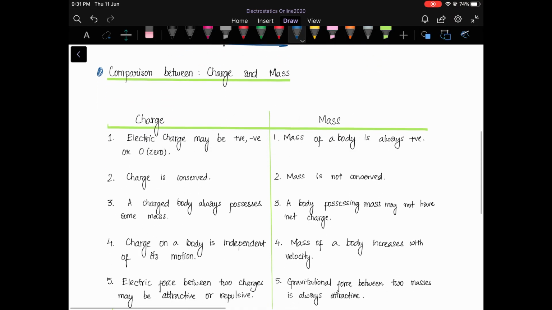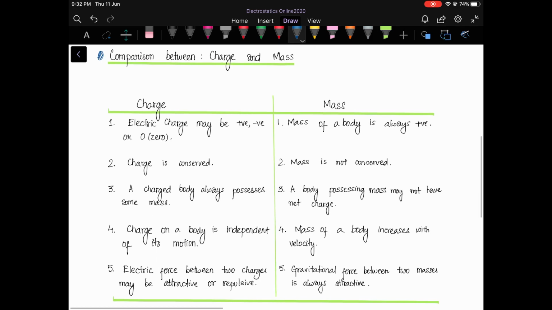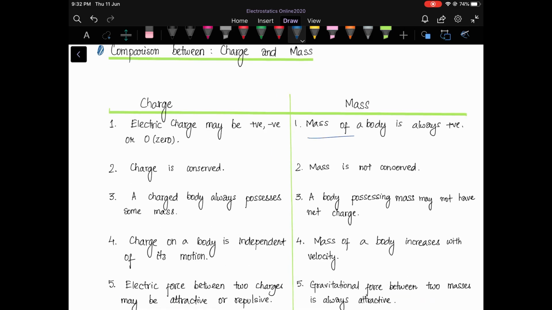Now what we can do next is compare the differences between charge and mass. Both are properties we know. First of all, the mass of a body will always be positive. We cannot have a negative mass. We do not need it because we don't have a repulsive gravitational force. Whereas charge has to be either positive, negative, or 0. Because you have seen we have attractive electrostatic force, repulsive electrostatic force, and sometimes there may be no electric force. So electric charge can be 0 as well.